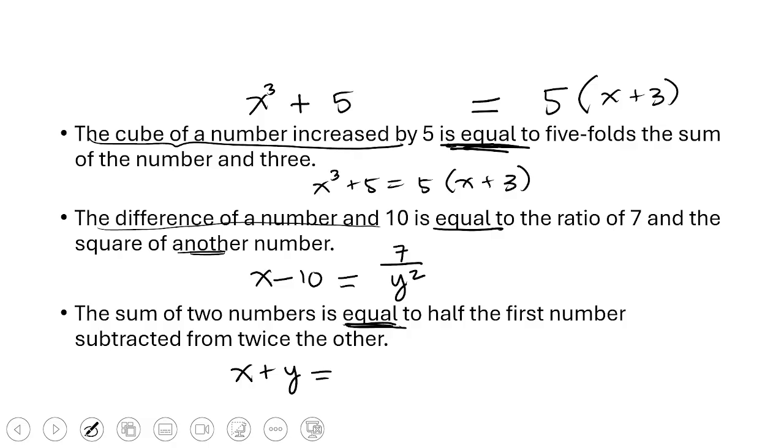So subtracted, of course, means subtraction. What are we subtracting? We have half the first number. The first number here is x, so 1/2 x is subtracted from twice the other. Now, because we have the word from, twice the other should come first. So we move this half, so we do minus 1/2 x there. So what comes first? Twice the other, so we should have 2y. So this is how we write the sum of two numbers is equal to half the first number subtracted from twice the other.